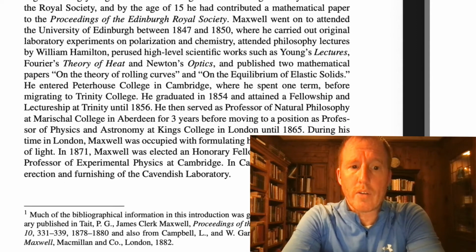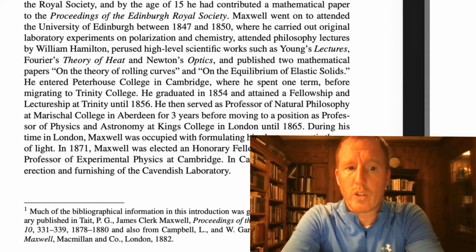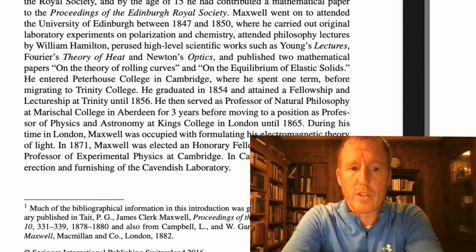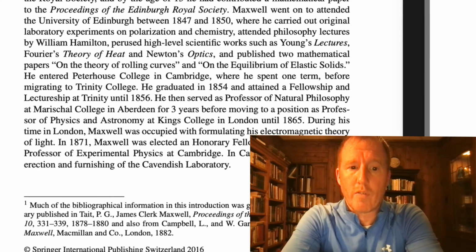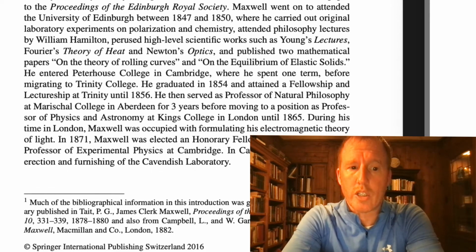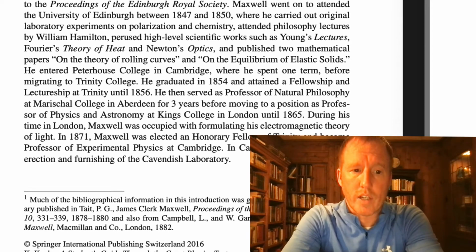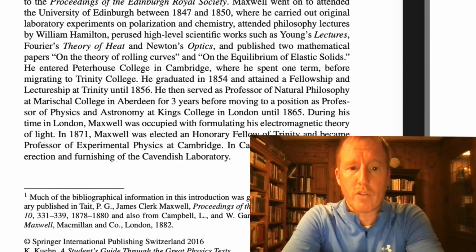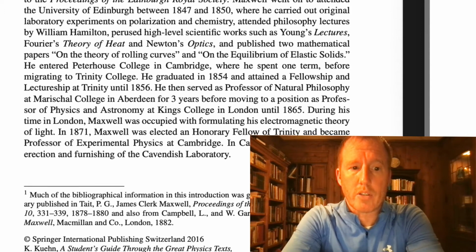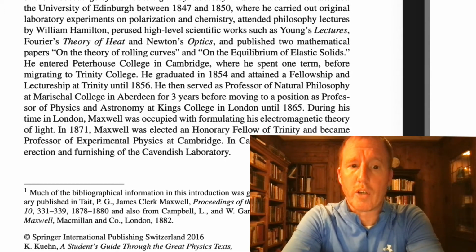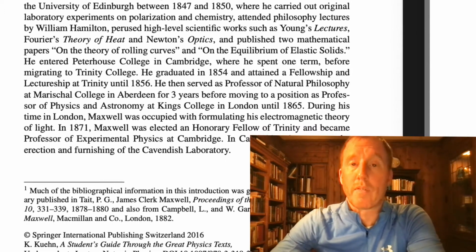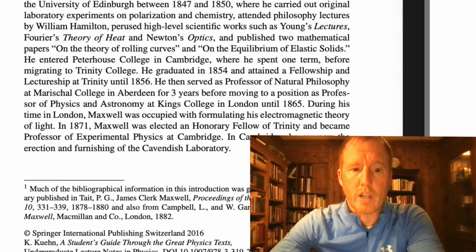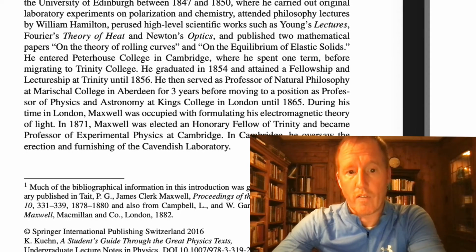He entered Peterhouse College in Cambridge, where he spent 1 term before migrating to Trinity College. He graduated in 1854 and attained a fellowship and lectureship at Trinity until 1856. He then served as a professor of natural philosophy at Marischal College in Aberdeen for 3 years before moving to a position as professor of physics and astronomy at King's College in London until 1865.